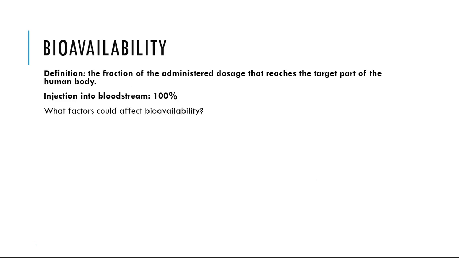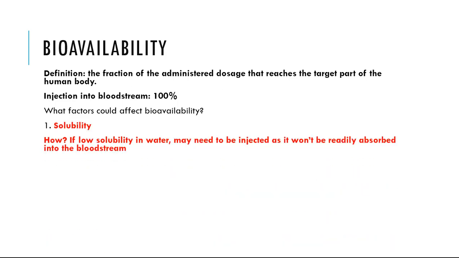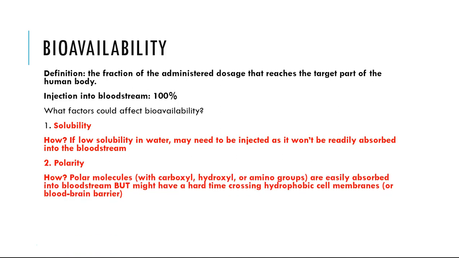Now, there's several factors about the drug that affect bioavailability. The first is solubility. So if the solubility in water is low, a drug might have to be injected rather than taken orally because it won't be readily absorbed into the bloodstream. Polarity is another. So polar molecules that have especially carboxyl, hydroxyl, and amino groups capable of hydrogen bonding are easily absorbed into the bloodstream. However, those molecules might have a hard time crossing hydrophobic cell membranes or the blood-brain barrier.